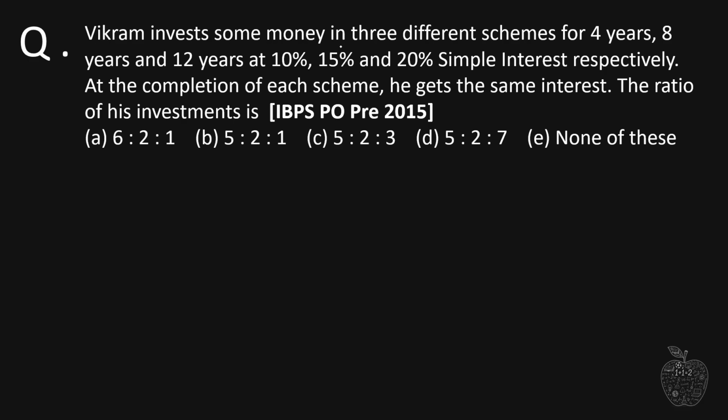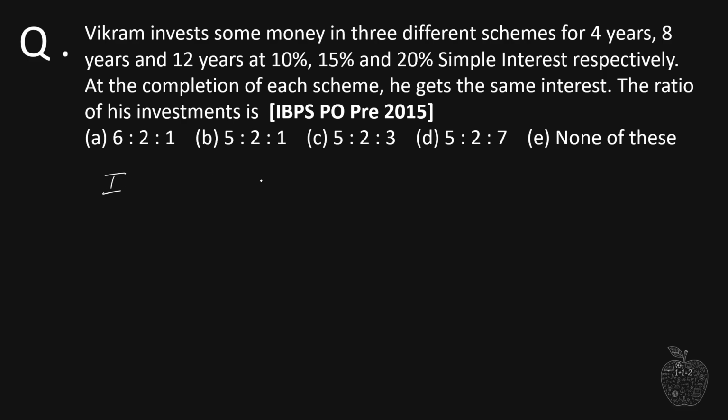Vikram invests some money in 3 different schemes for 4 years, 8 years and 12 years at 10%, 15% and 20% simple interest respectively. At the completion of each scheme, he gets the same interest. The ratio of his investments is... Okay, so Vikram invests some money in 3 different schemes.